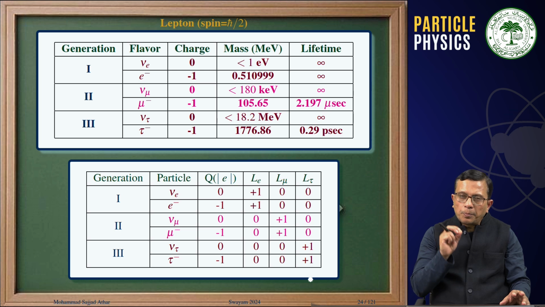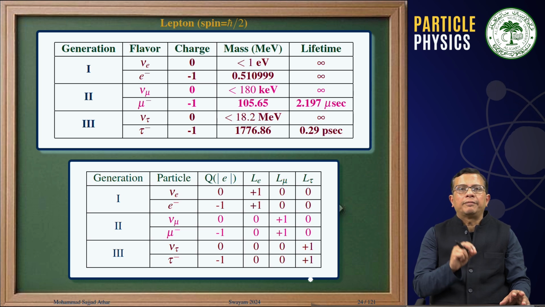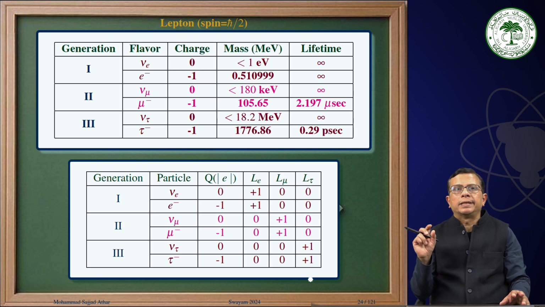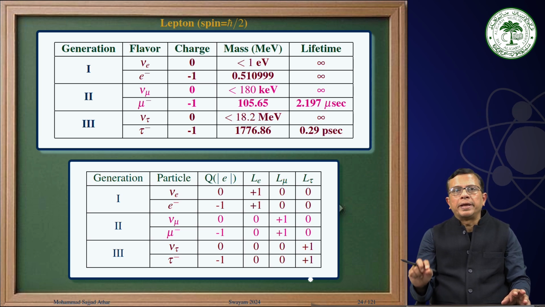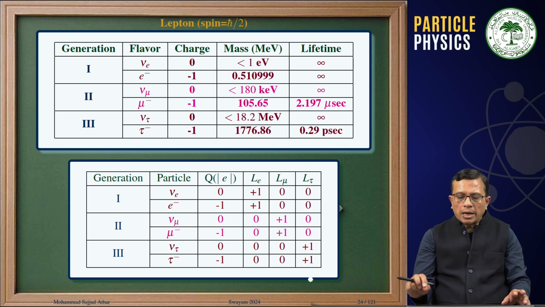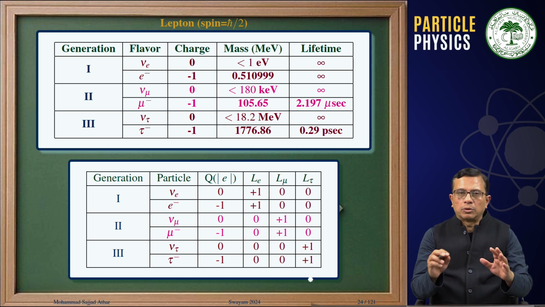And the important point is, we have discussed it time and again, that each generation obeys a lepton number conservation. We have electron lepton number conservation for the first generation, muon lepton number conservation for the second generation, and the tauon lepton number for the third generation. And independently in each process, these should be conserved. And this is about leptons.